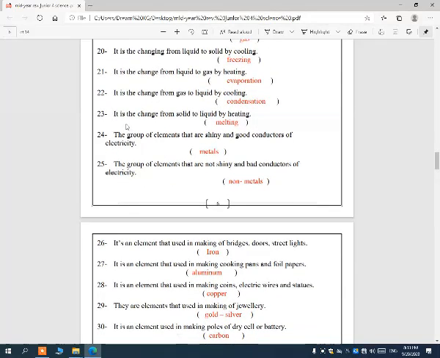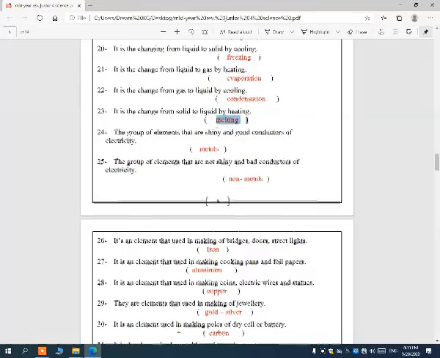23. Change from solid to liquid by heating. Remember, when I have ice, it will change into water. This is melting.